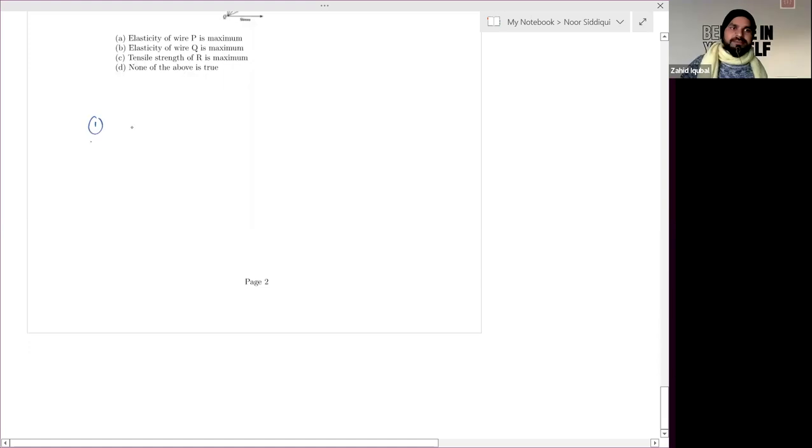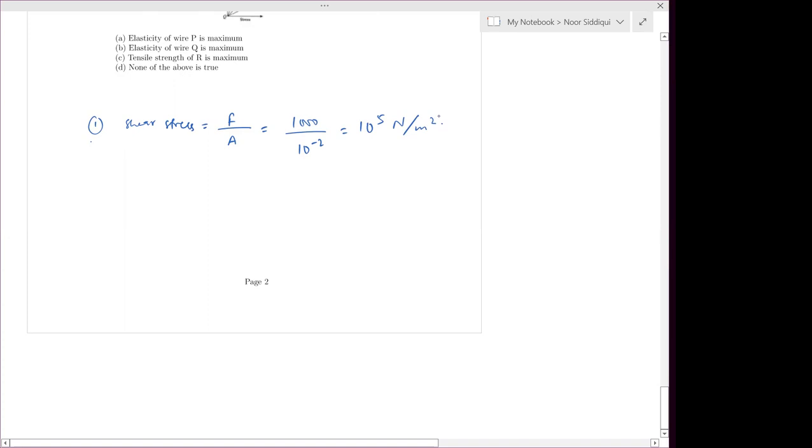So in the first part, shear stress equals deforming force by area of cross section. Deforming force we have 1000. Area of cross section is 10 to the power minus 2. So it will be 10 to the power 5 Newton per meter square. Is it clear? Yes, sir.